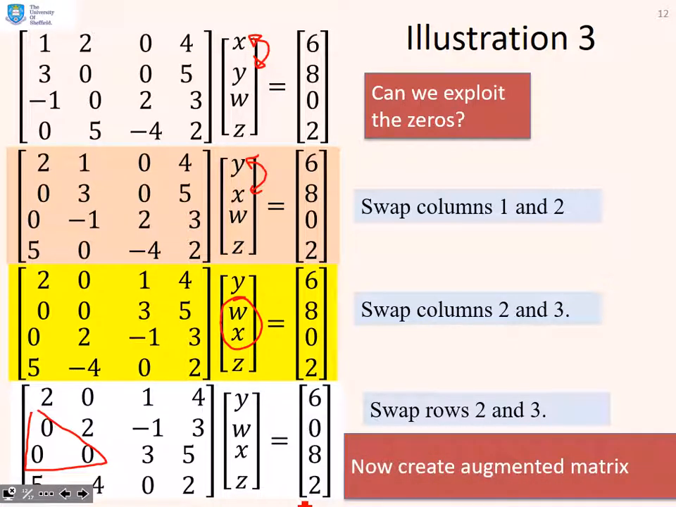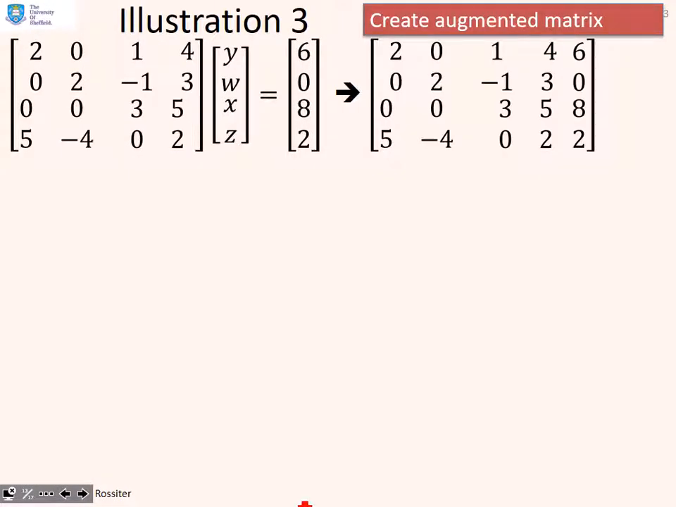So what I'm going to do now is create my augmented matrix. So this is what I've got after all my row and column operations, and you'll notice I've reordered this state vector, so it wasn't what you had originally. And here's my augmented matrix where I've added the B vector on the right hand side.